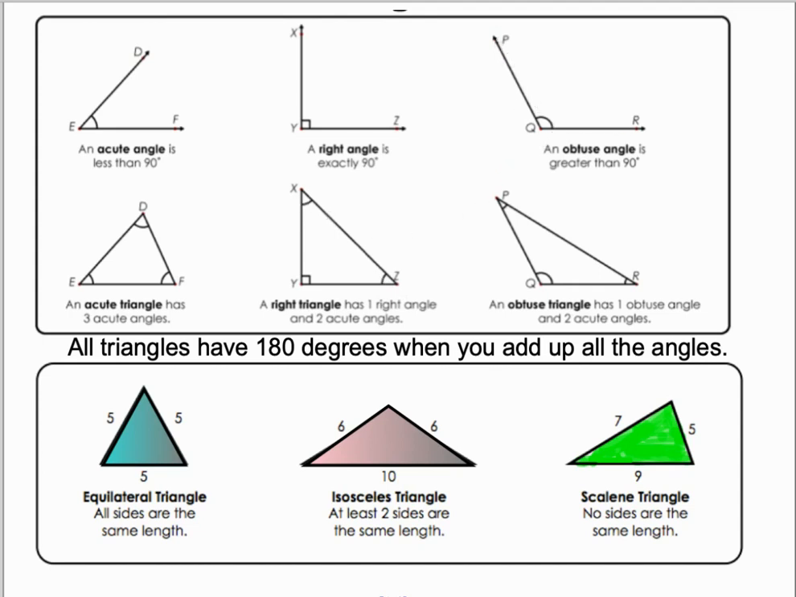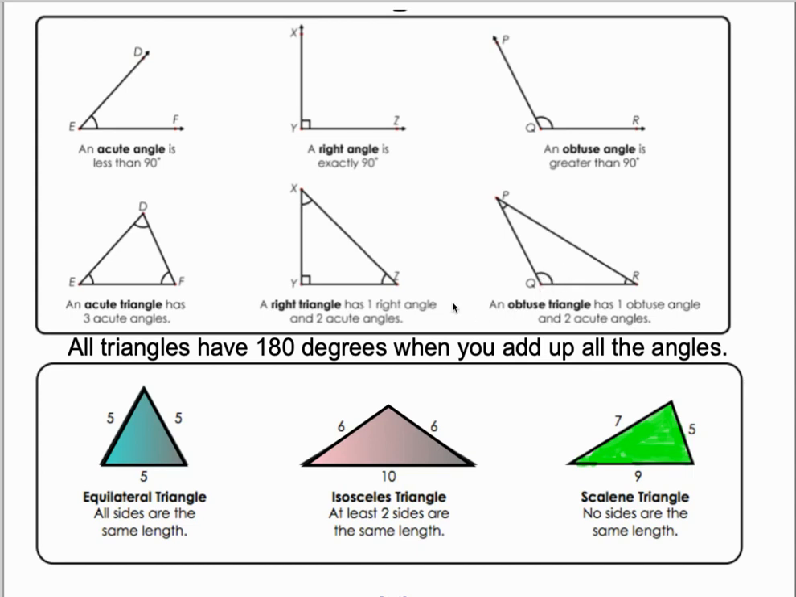Then I have my obtuse angle. Remember we called it that wide open angle? It has to be greater than 90 degrees. And then when I look at a triangle that uses that same type of angle, an obtuse triangle has 1 obtuse angle and then 2 acute angles. So you always want to look for the obtuse one first.